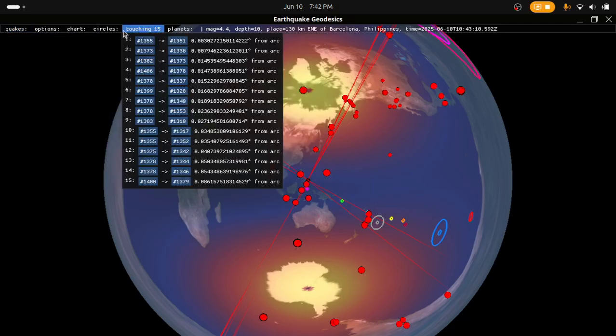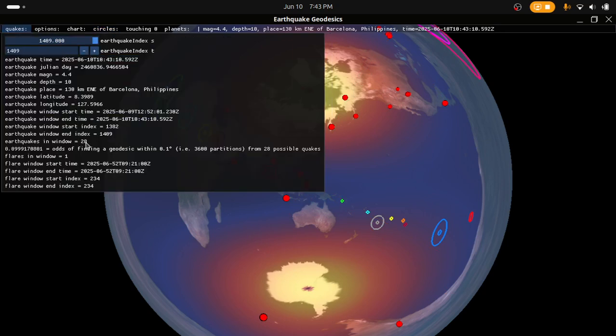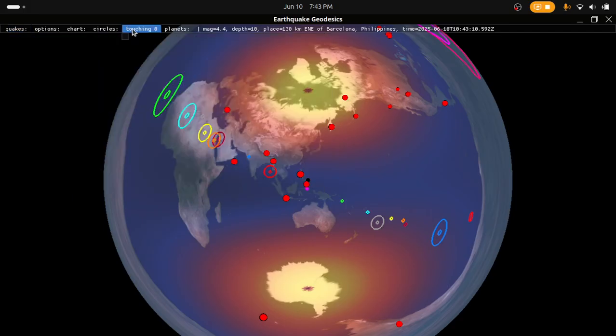Let me tone this down also. So let's go back to the time that we're searching for quakes. This is just going to shrink our number. So now we only have 28. Now we're well below the 50-50 mark. And in fact, sure enough, we're not touching any, just like we would probabilistically expect.